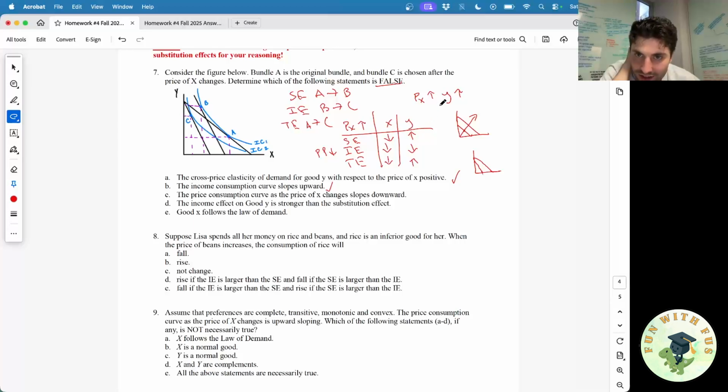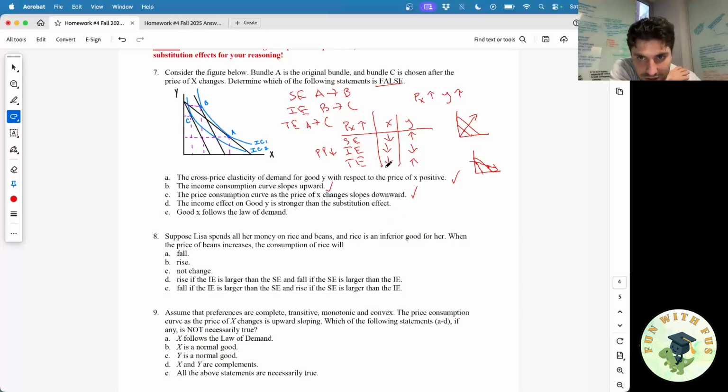So I know that my Y went up and my X went down as my price of X increased. So if I go from here to here, then my X should go down and my Y should go up. And then I just connect the two. Sorry, this is really small, but as my price of X went up, the Y went up and the X went down. Yep, that checks out. So it does, in fact, slope downward. We're good on that one.